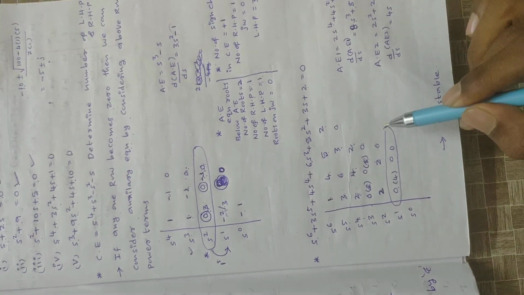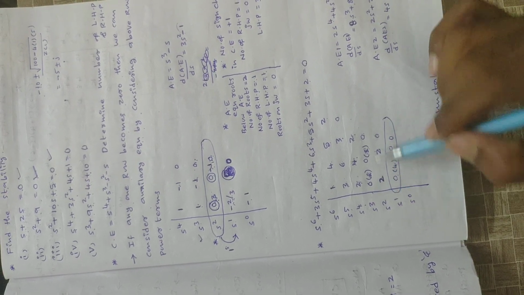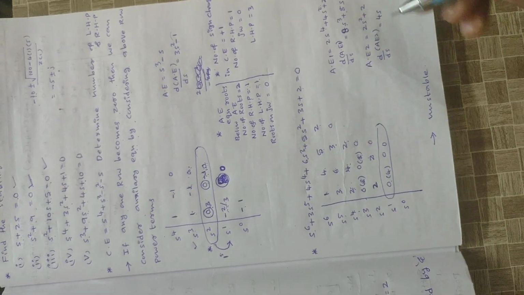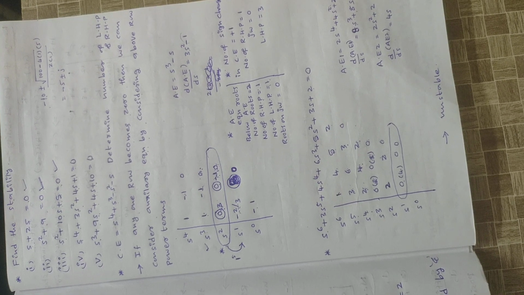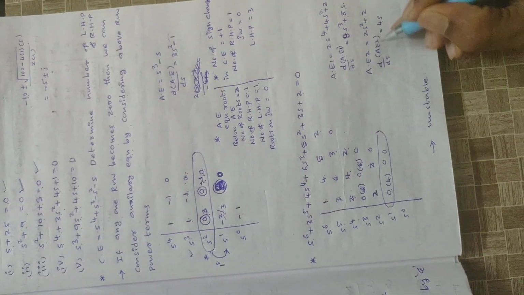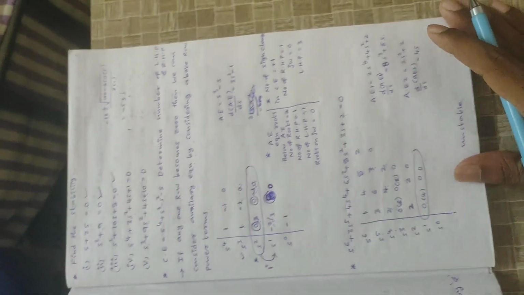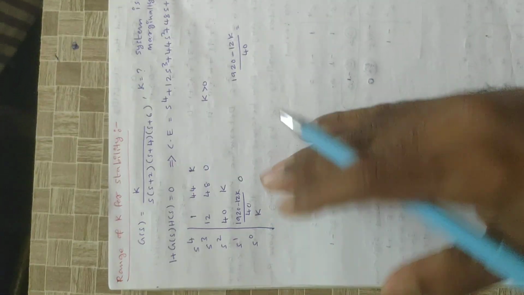That means here two rows of elements will be 0, right? When two rows of elements are 0, that means the given system is unstable. Okay, if the auxiliary equation roots are repeated twice, then the given system is unstable. Okay, next, the last model in the stability analysis.